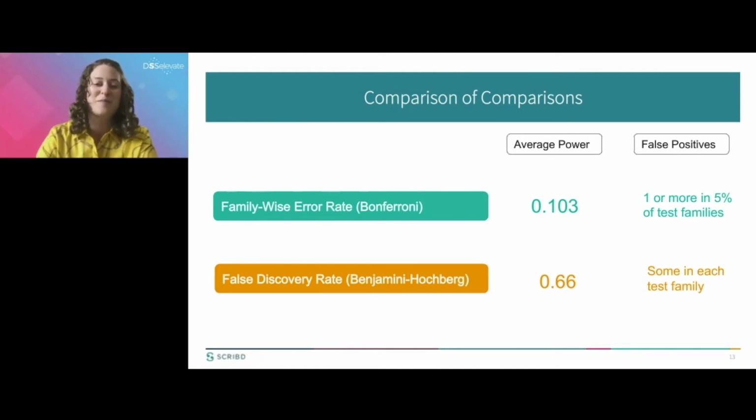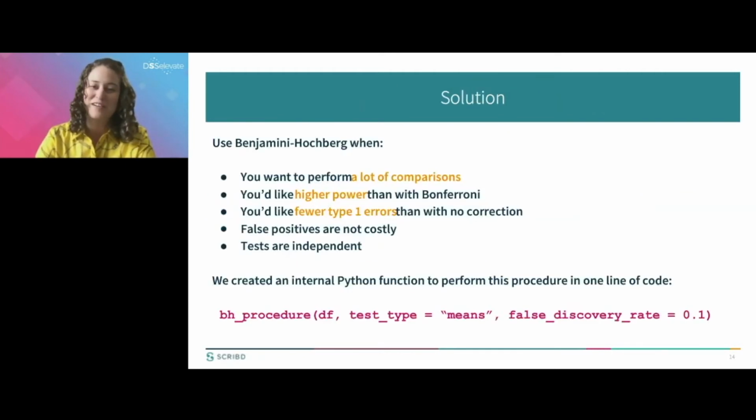So yeah, to sum up all of that, if you're in a multiple comparisons testing situation, so maybe your situation is like mine and you want to compare rates for different levels of a factor, or maybe you're comparing a whole lot of test variants against each other or a lot of metrics, then you're in a multiple comparison situation, and it's good to use Benjamini-Hochberg when you want to perform a lot of comparisons, so more than just 2 or 3. And you want higher power than you get with Bonferroni, but you want fewer type 1 errors than with using no correction at all.